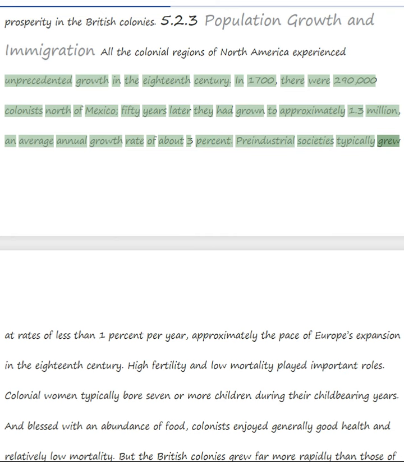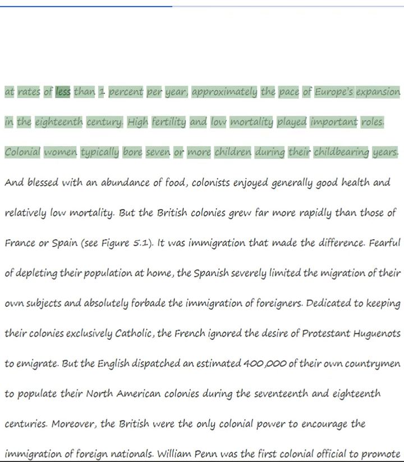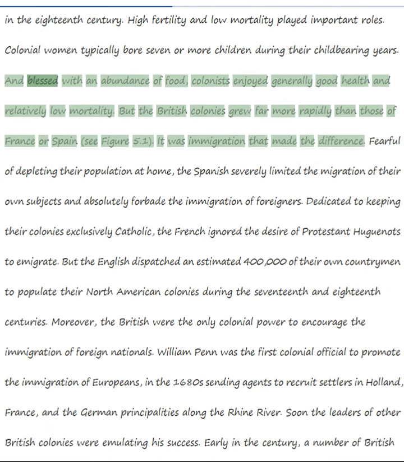Pre-industrial societies typically grew at rates of less than 1% per year, approximately the pace of Europe's expansion in the 18th century. High fertility and low mortality played important roles. Colonial women typically bore 7 or more children during their childbearing years. And blessed with an abundance of food, colonists enjoyed generally good health and relatively low mortality. But the British colonies grew far more rapidly than those of France or Spain. It was immigration that made the difference.